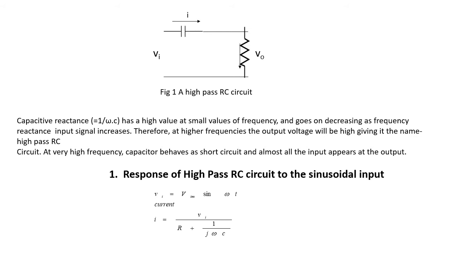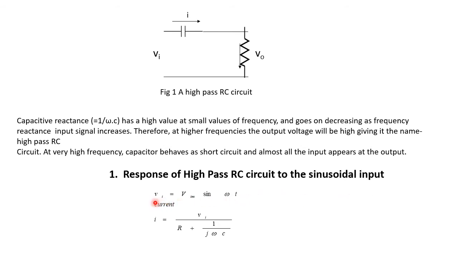Now let us see the response of this high pass RC circuit to the sinusoidal input. As we have discussed earlier, when a sinusoidal input is applied to a linear circuit, it does not change its shape. So it is for sure that when we apply a sinusoidal input to the high pass RC circuit, which is a linear circuit, the output signal will be a sinusoidal wave. This we will see in the forthcoming slides.